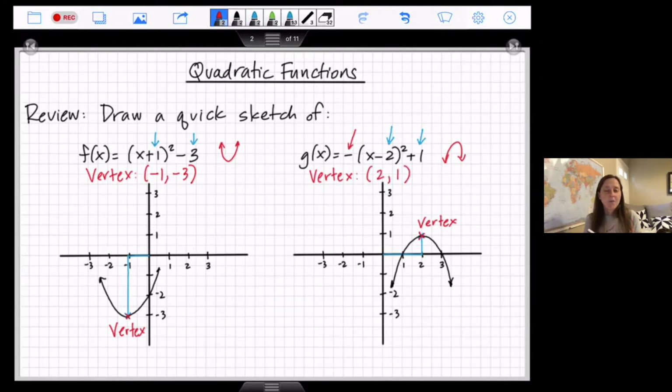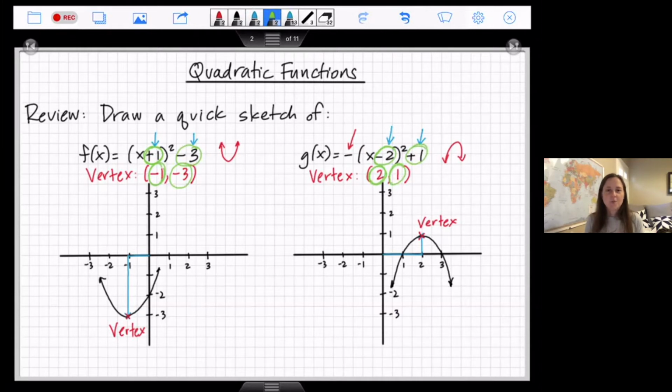And as you can probably guess, we can predict where this vertex is going to land by looking at that formula. Okay, so for f of x, we added 1 inside. And because that horizontal rule kind of goes a little bit backwards, adding 1 means we go to the left. So we ended up with a -1 x coordinate for our vertex. Likewise with g of x, the number kind of changed signs going from the formula to the vertex coordinate. And then the y coordinates of the vertex, because when you add, you go up, and when you subtract, you go down, they look exactly like they are in the formula. Subtract 3 means -3. Add 1 for g of x, you got a +1 in your vertex.